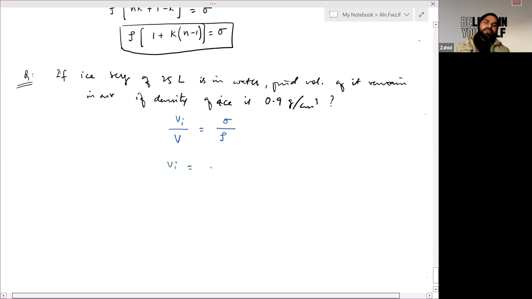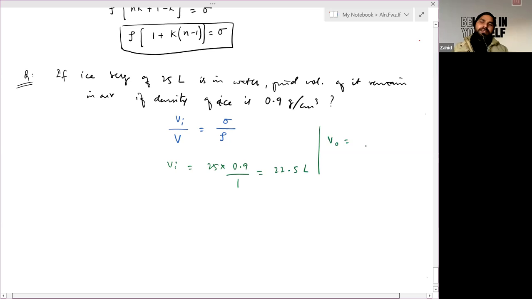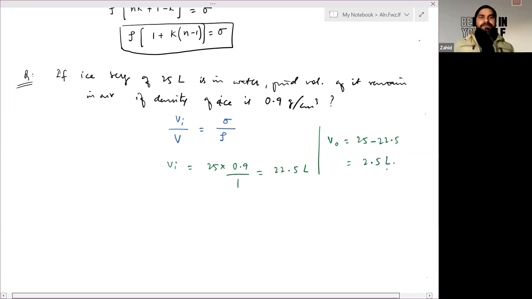Volume of object immersed equals total volume 25 times sigma of object 0.9 over density of water 1. So 25 into 9, it will be 22.5 liter. So volume of object remaining outside will be total volume minus 22.5. On subtracting, it will be just 2.5 liter. You got this or something else? Yes, sir, I made a mistake in subtracting from 25. Okay, so is it clear up to this part? Yes, sir.